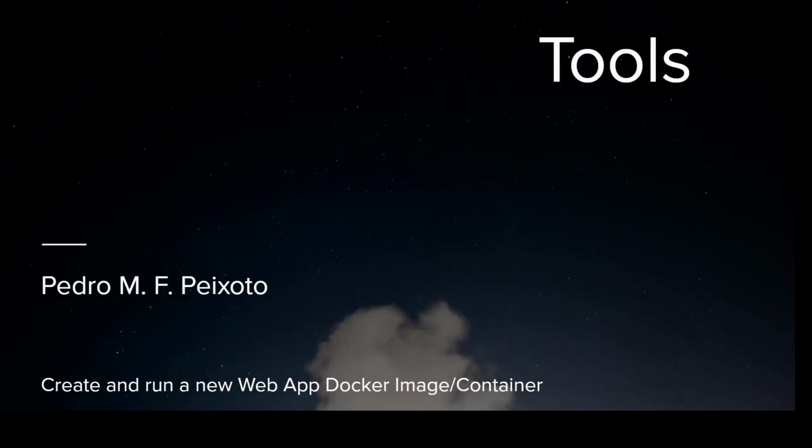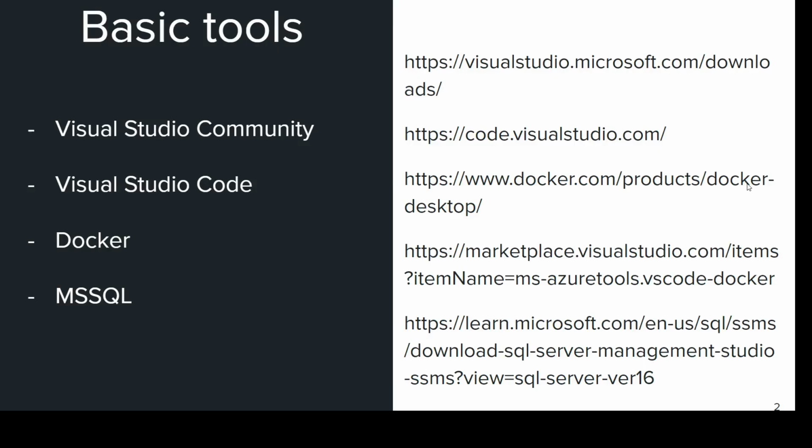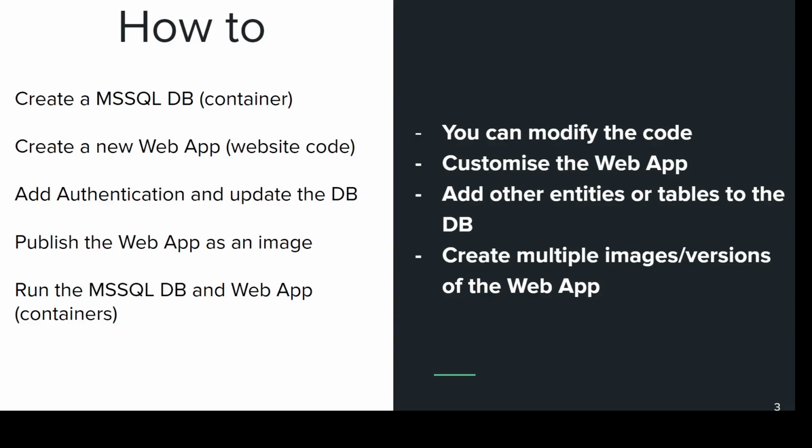Welcome everyone. Today we are creating a new web app using the newly supported container images as outputs. The basic tools we are using are Visual Studio Community, Visual Studio Code, Docker, Microsoft SQL Management Studio, and Microsoft SQL Server Engine. What we are going to do is create a Microsoft SQL database inside a container, create a new web app or the website code, add authentication and update the database, or in other words, modify the code, and we'll publish the app as an image.